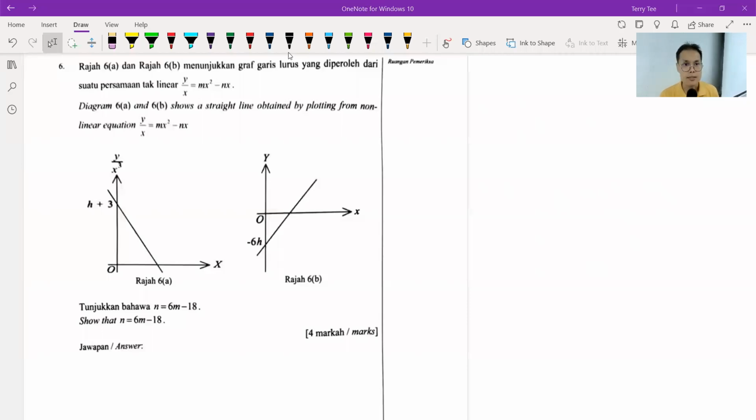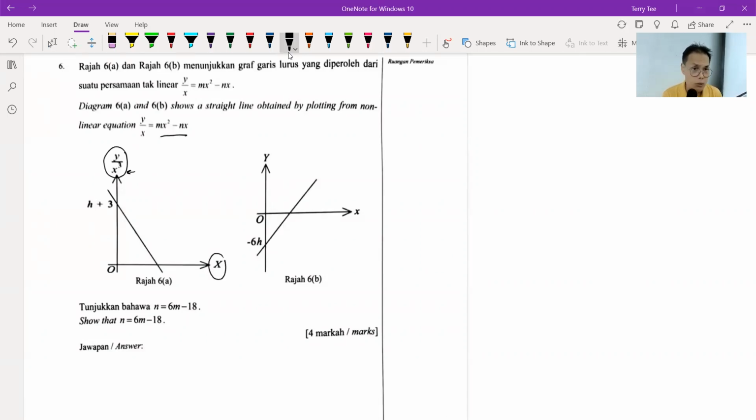Okay, question number 6. This is from the chapter Linear Law. Here we have 2 diagrams. The one on the left is obtained when you convert this equation to linear form. You can see your big Y, or capital Y, represents the variable on the y-axis here, and there is a variable on the x-axis, but the variable on the x-axis is not given. So we're supposed to convert this to linear form.